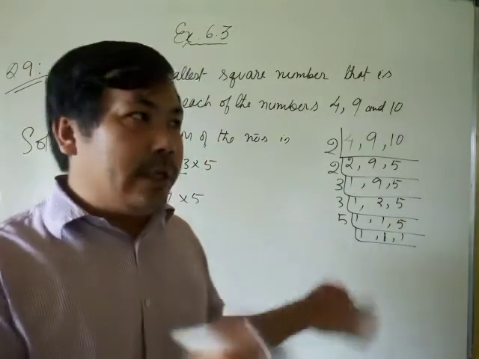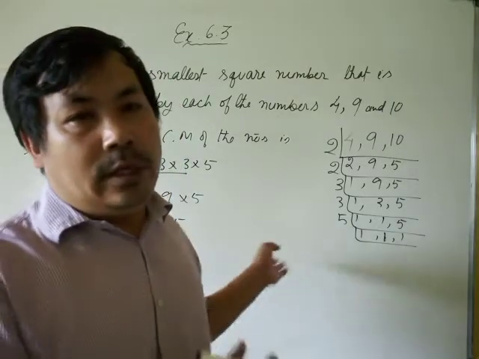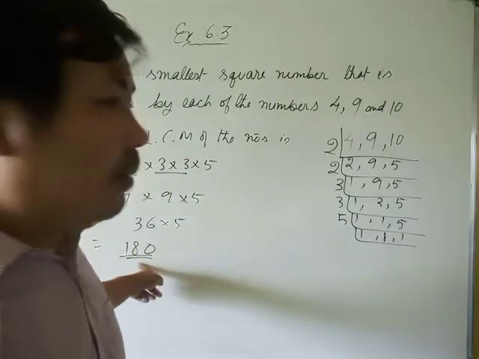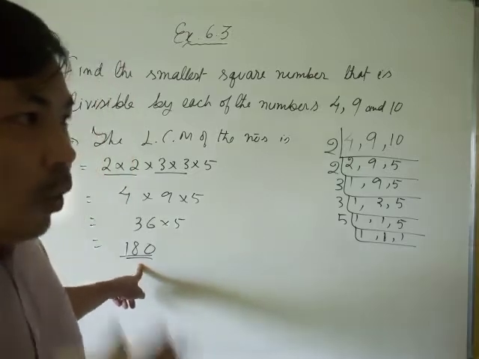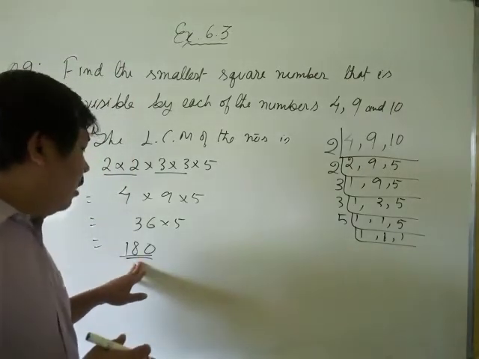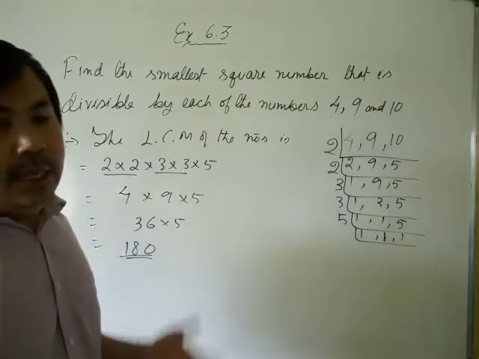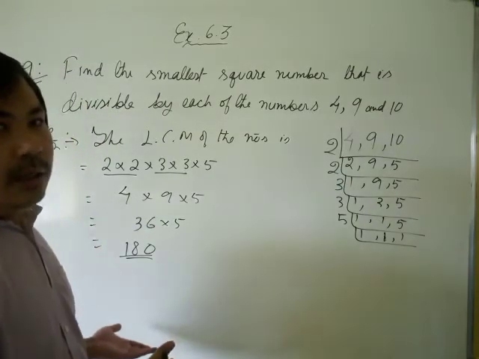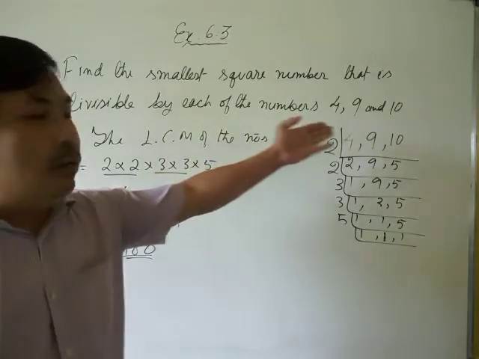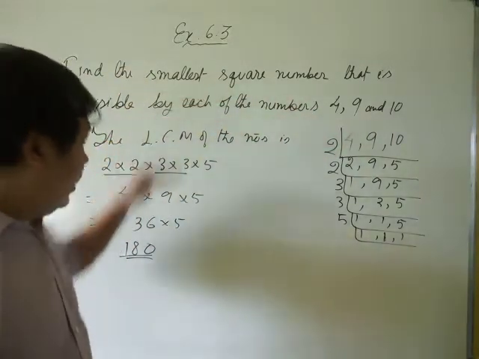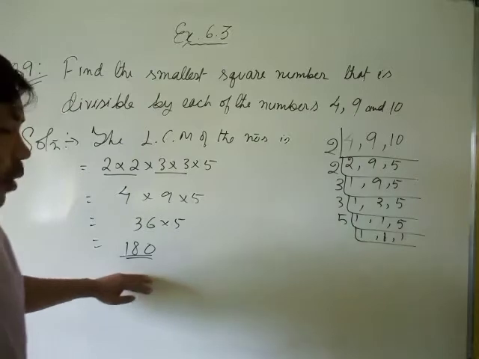Let us see whether it is the lowest square number or not. We have to find out whether 180 is a square number or not. By finding out whether 180 is a square number or not, we'll get the answer. If it is a square number, then this is the number that can be divisible by all of these. But whether it is a square number or not, we have to check. How can we check this?